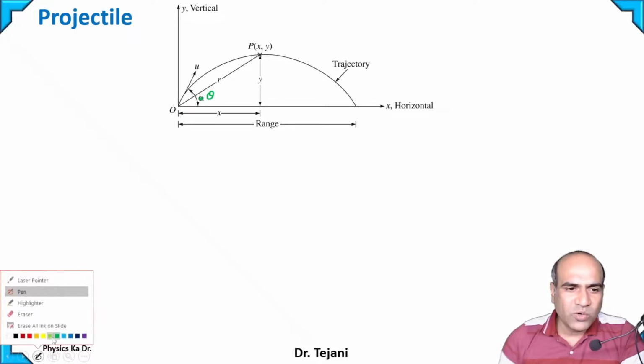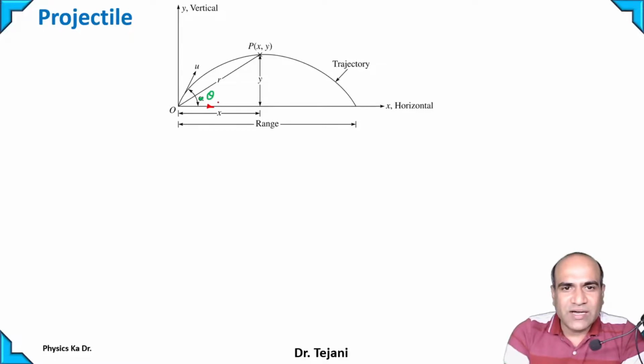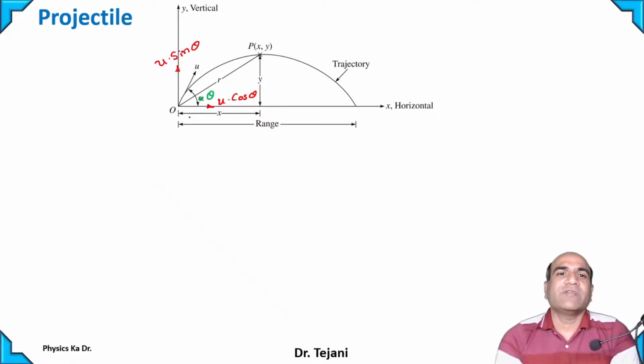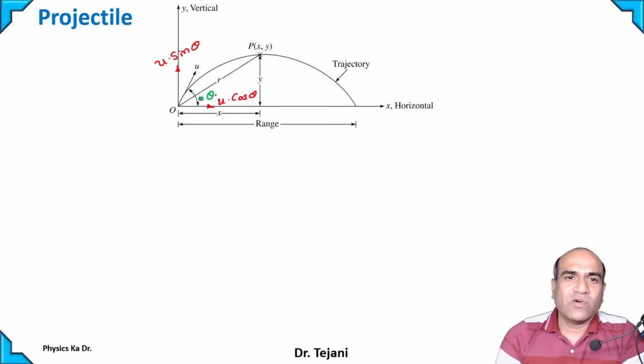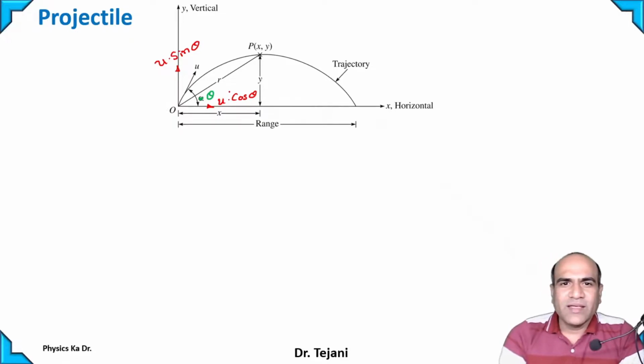Because of that, we know this object has two components. If it is thrown in this direction, there are two components, one along the x axis. If this angle is theta, it becomes u cos theta. The nearer angle always gives cos theta, and there is another component in the vertical direction, u sin theta. The angle away from this gives sin theta, and the nearer angle gives cos theta. That we know very well.